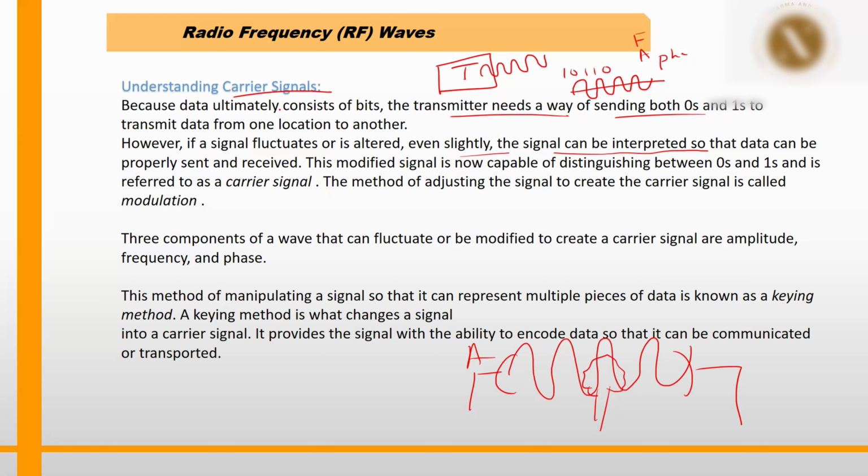A carrier signal is a signal that is modulated with data. There are three components of a wave that can fluctuate to be modified to create a carrier signal: you can change the amplitude, frequency, or phase of a wave to send this data. This method of manipulating a signal so that it can represent multiple pieces of data is known as a keying method. A keying method is what changes a signal into a carrier signal. It provides the signal with the ability to encode data so that it can communicate.